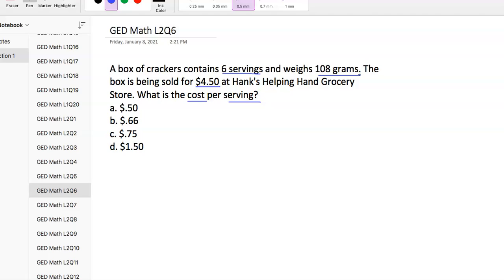Okay. So the 108 grams, there's nothing in here about weight. It's cost per serving, right? So they just threw that in there to throw you off. As you get practice, you'll see things that people do on these tests to try to throw you off. Okay, so cost is first, right? So cost is $4.50. That goes in the numerator, the top part of the fraction. Per serving, 6 servings, 6. Okay, then we just divide it, and 4.5 divided by 6 is 0.75, so 75 cents per serving.